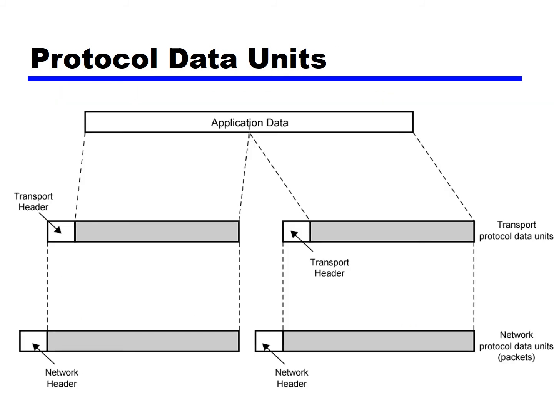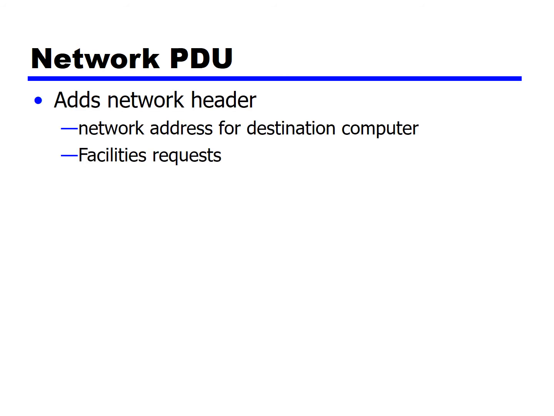Protocol data units: application data, transport header, and network header. Transport header for the other computer Y. Transport protocol data units and network protocol data units are the real packets. The network PDU adds a network header, network addresses for the destination computer, and facilities requests.